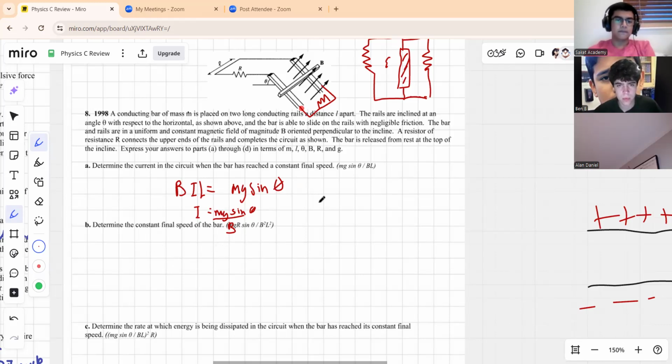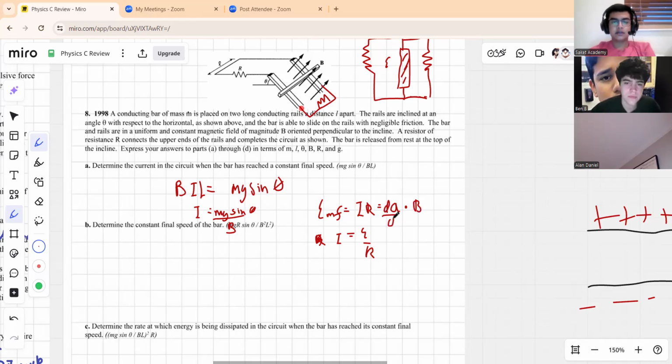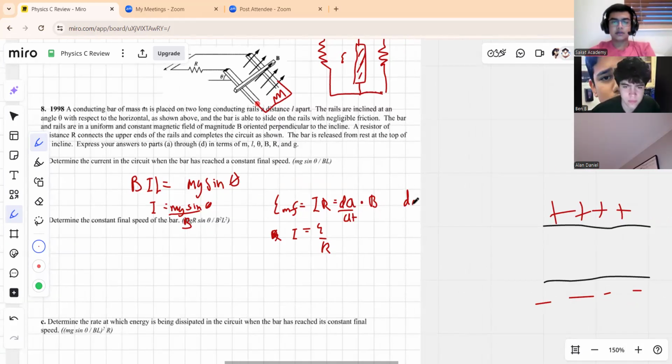So if you're trying to find I, you're going to find the EMF first, right? EMF equals I times R, so I is EMF over R. And EMF is equal to the change in area times B, dA/dt times B.